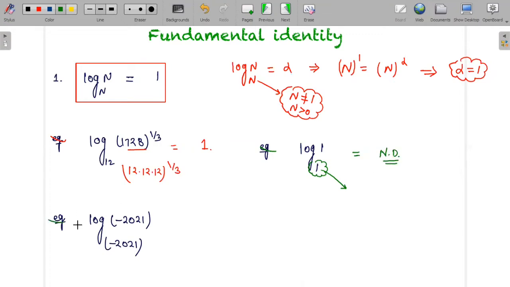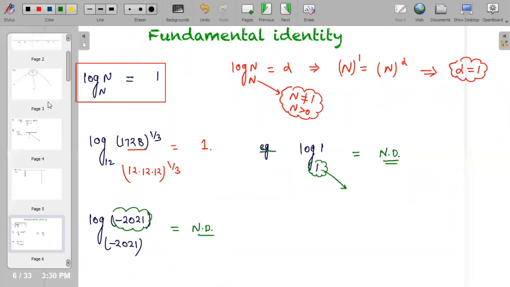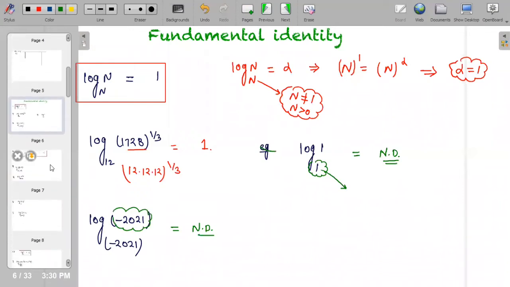Similarly, for the third one, log minus 2021 to the base minus 2021 will be not defined. In that case, your number is negative as well as your base is negative. So both are violating the rules of log.